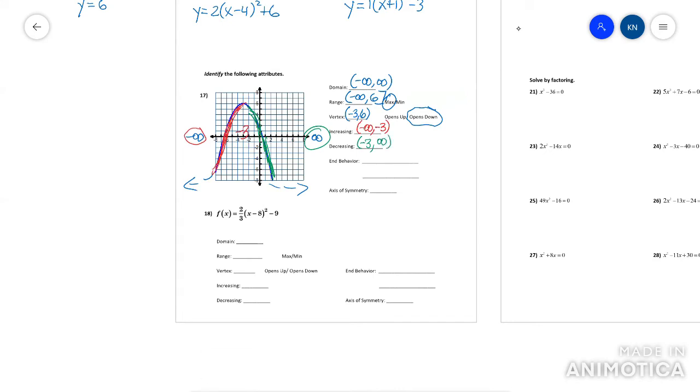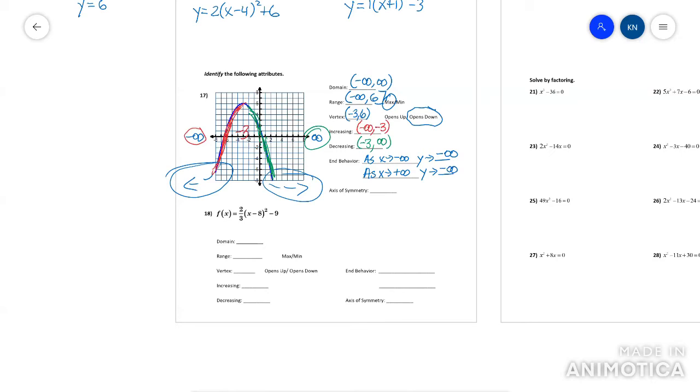The end behavior works like this. You write as x arrow negative infinity, y arrow blank. And then you do it again as x arrow positive infinity this time, y arrow blank. So this is asking, if you go left, what's your arrow do at the end? It's going down to negative infinity. That's the first answer. Then the second one, as you go right, what's your arrow doing at the end? It's going down to negative infinity as well. So they're both negative infinity.